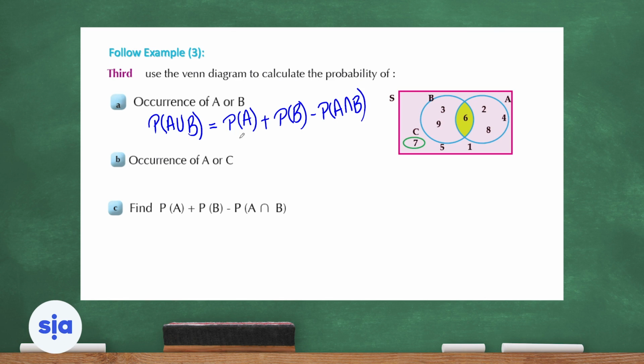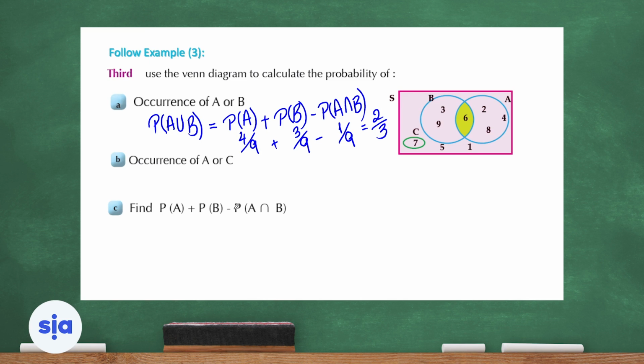So the probability of A is 4 out of 9. The probability of B is 3 out of 9, where the intersection between them is 1 out of 9. So as you can see here, this will be 6 out of 9, which is 2 over 3. Or you can do it A and B, if you count them, 1, 2, 3, 4, 5, 6, it's 6 out of 9, which is 2 over 3.